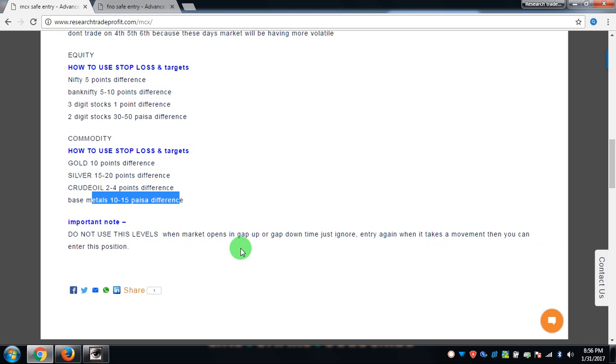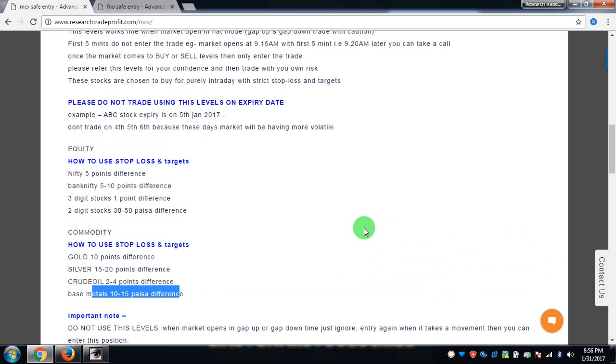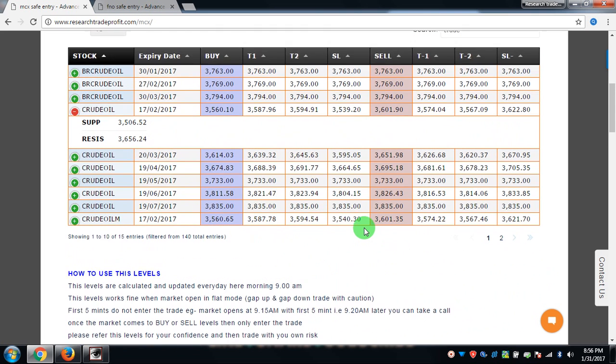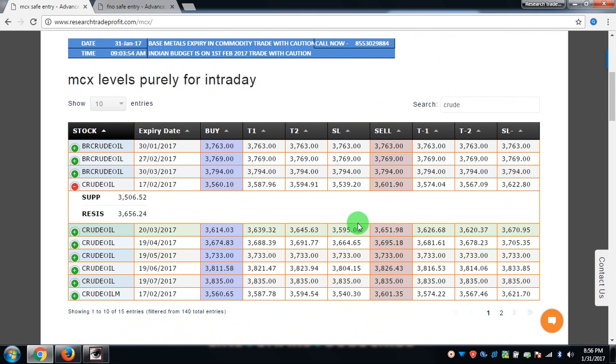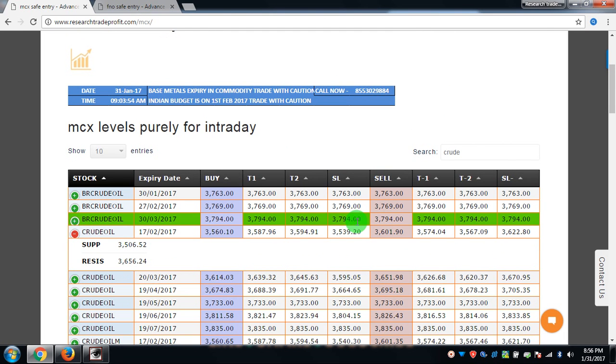Do not use these levels when the market is gap up or gap down. Just ignore, and enter again when it comes to movement, then you can enter the position. So this is the main information where you have to be very careful when taking this call.